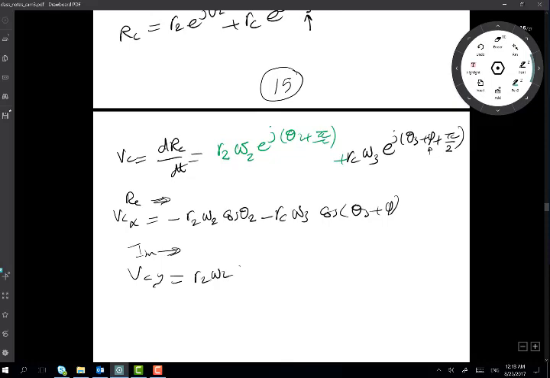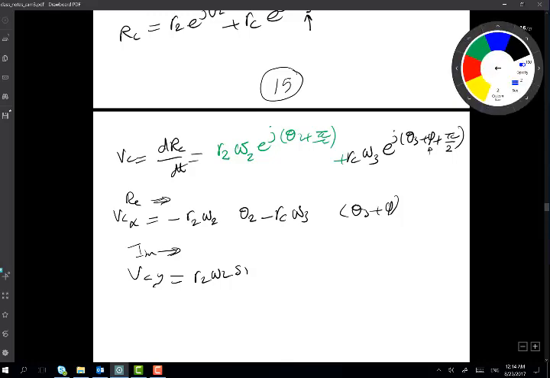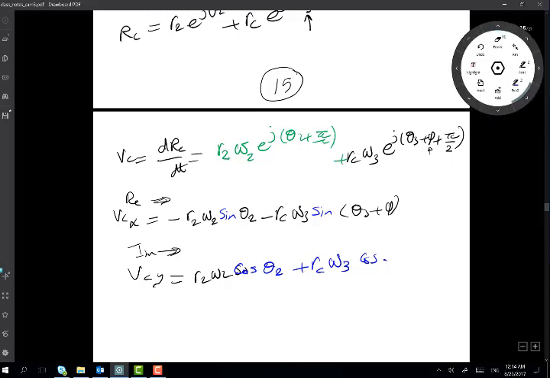R2 omega 2. This was actually sine, right? Was it? I remember it was, because it was cosine of theta plus 90, which was actually equal to sine. So here I'll have to go back and fix that, make this sine, and make this one also sine. Okay, and now this will be my cosine theta 2, and over here plus RC omega 3 cosine of theta 3 plus phi.